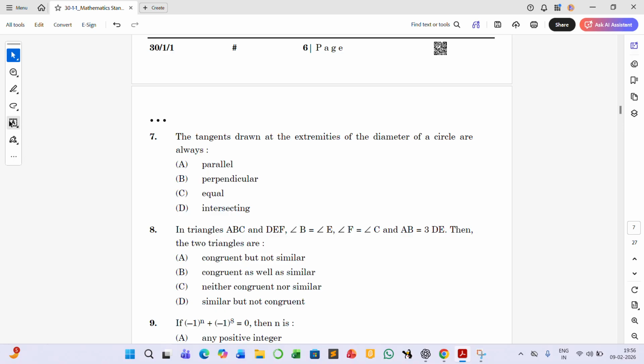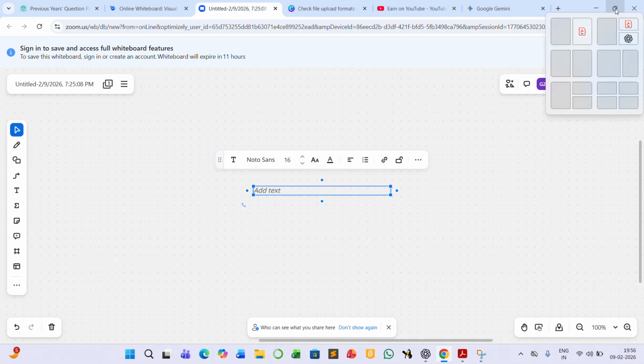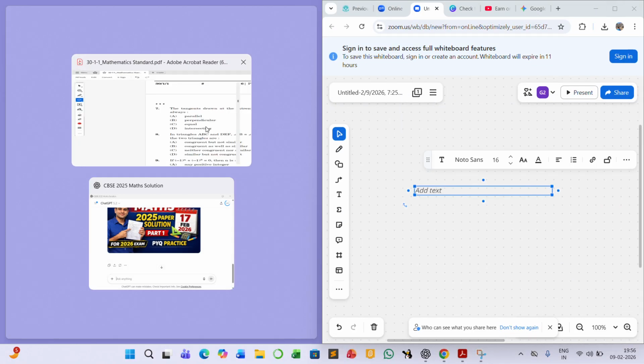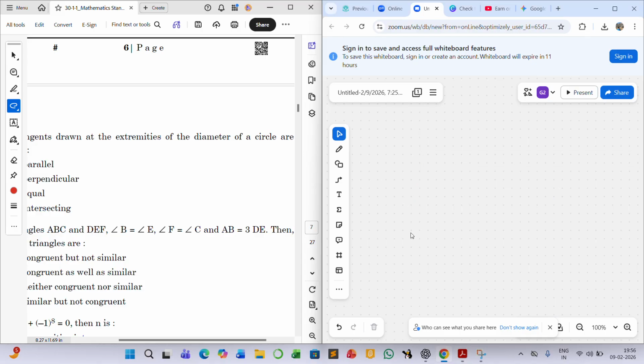Seventh question. Now we are going to the seventh question. The tangents drawn at the extremities of the diameter of a circle are always what? Just a second. I'm going to show you through this. I'll be creating one over here so that you can see. So the tangents drawn at the extreme ends of the diameter of a circle. So the circle is like this.